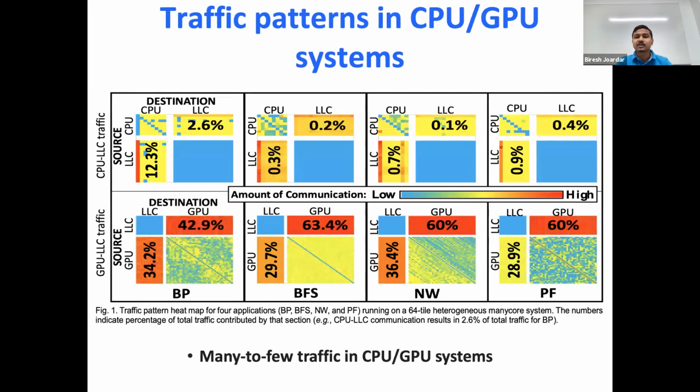And here are a few more examples. This is a traffic pattern from a CPU-GPU based system. Here the traffic pattern is what we call many-to-few. If you look at the bottom row, we have the GPUs and the LLC, which is the cache. We have a lot of GPU-to-LLC and LLC-to-GPU communication, but we do not see GPU-to-GPU or LLC-to-LLC communication. So we call this pattern many-to-few.